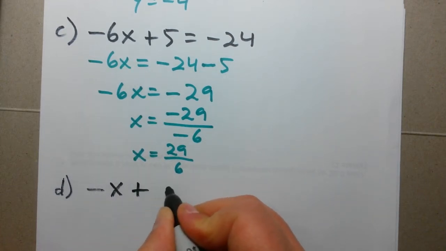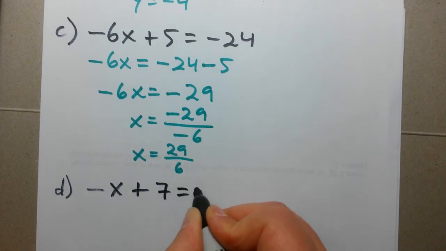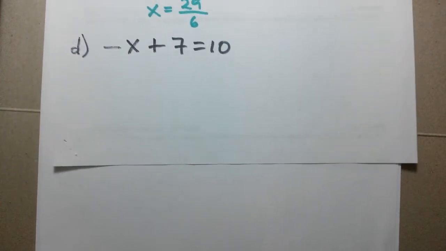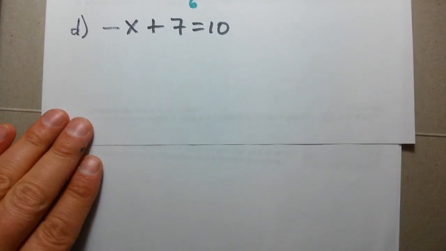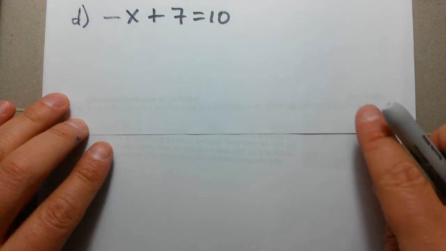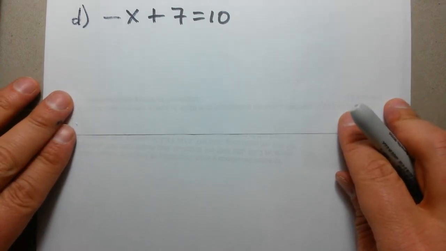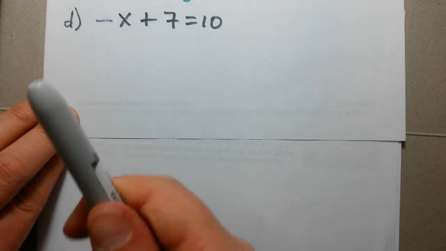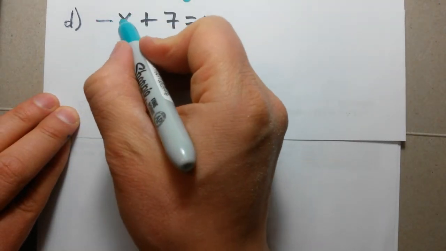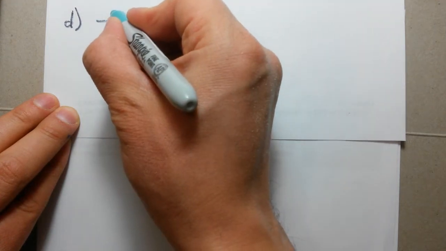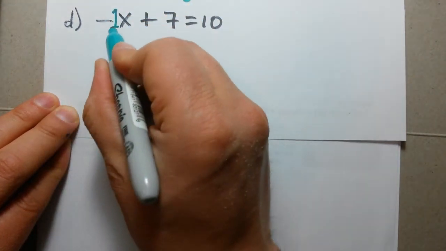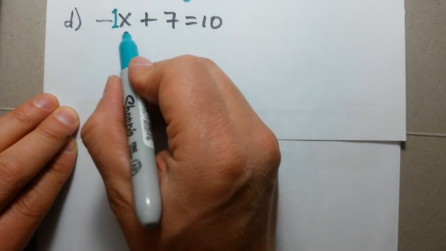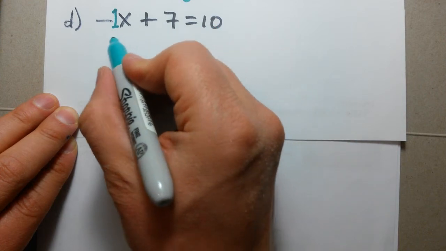-x plus 7 equals 10. Okay, let's move this up a little more. So here we have -x plus 7 equals 10. So the first thing that we can do is, we all know that minus x is really like saying -1x, right? So you can put in the 1 there so that we are aware of this, and then it's the same as before, right? Let's move everything that is not x to the other side of the equal sign.